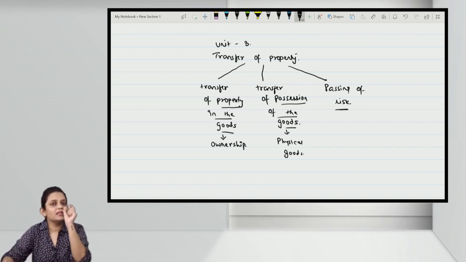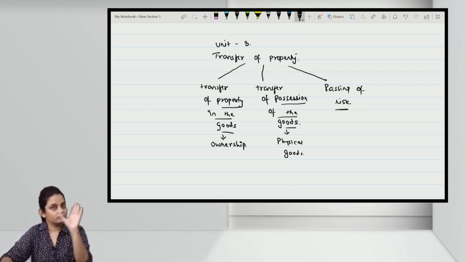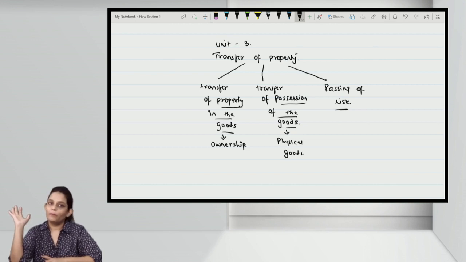So that's the reason the first statement given here is risk passes with ownership, whether delivery is made or not. Right? So you have delivered the goods or you have not delivered the goods, ownership is transferred, risk is transferred. Right? So risk passes with ownership, whether delivery is made or not.